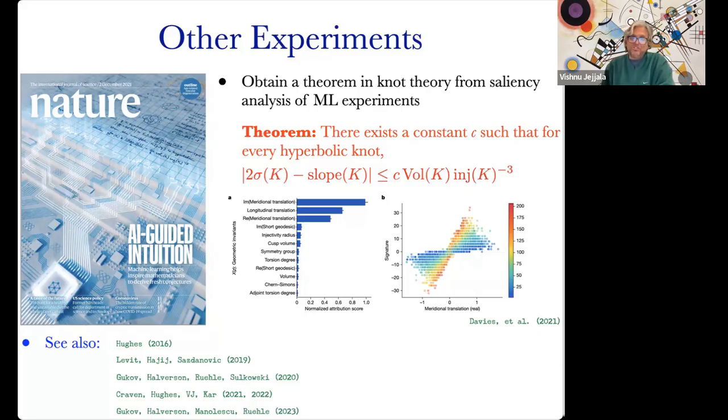They were able, based on these experiments, to propose a conjecture that relates a bunch of different knot invariants together, and they were then able to prove this conjecture using the usual tools of mathematics. So this is a theorem which was inspired by machine learning, and there have been other results in this direction as well. I list a few of these papers. I've got some other papers that relate knot invariants to each other. So this is a useful playground to explore.